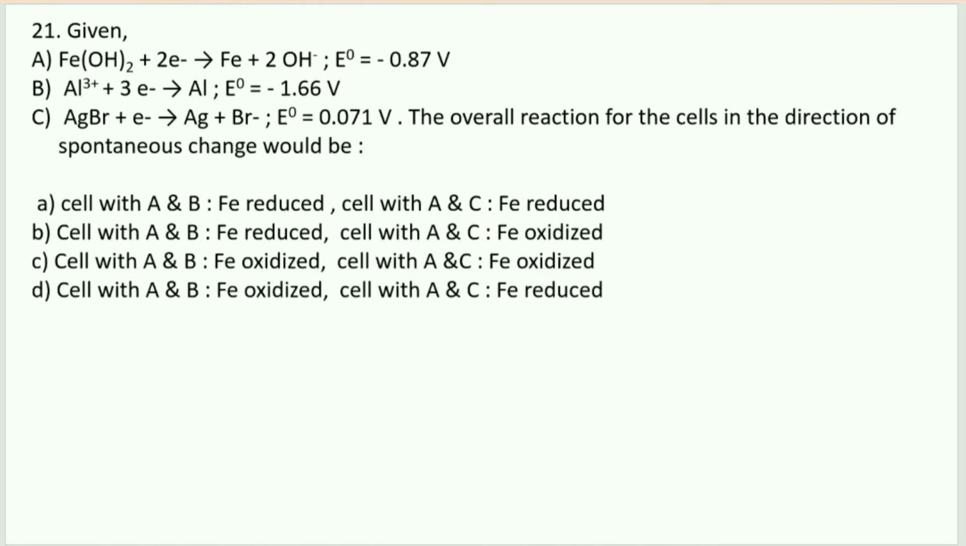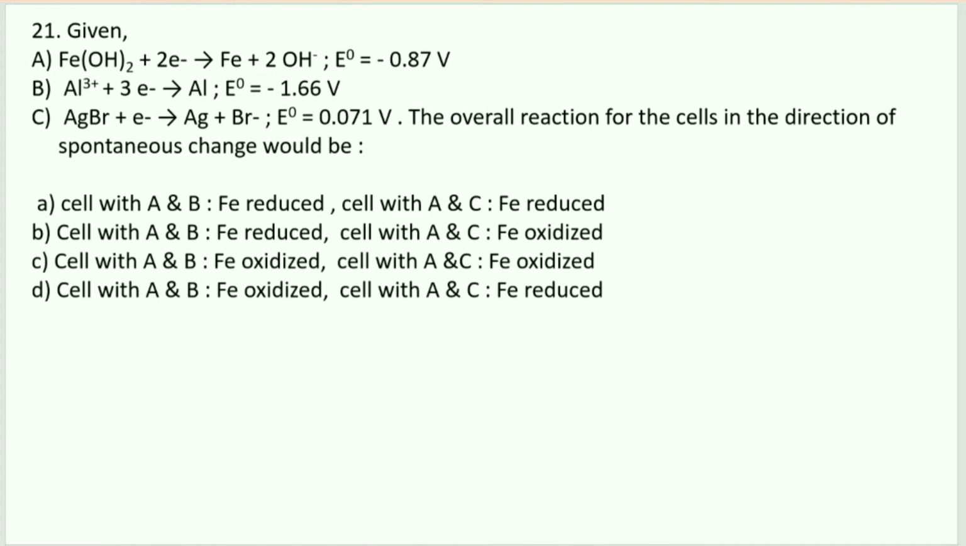Given Fe(OH)2 plus 2 electron giving Fe plus 2 OH minus, Al3 plus 3 electron giving Al, AgBr plus electron giving Ag plus Br minus. The overall reaction for the cells in the direction of spontaneous change would be... So we have to find the correct cell having spontaneous reaction. Which cell has a spontaneous reaction?